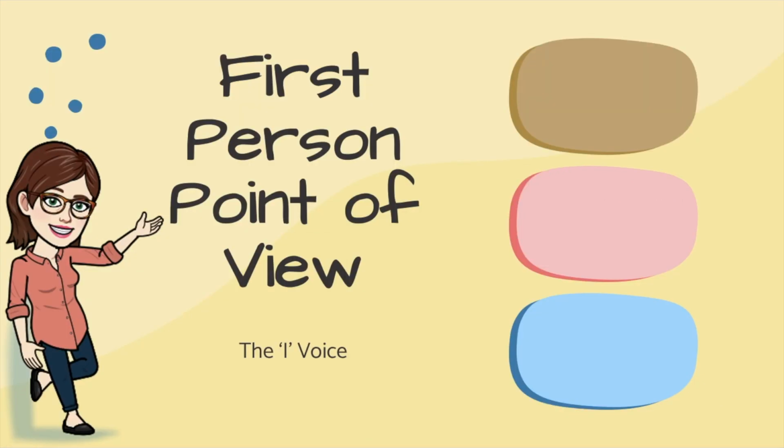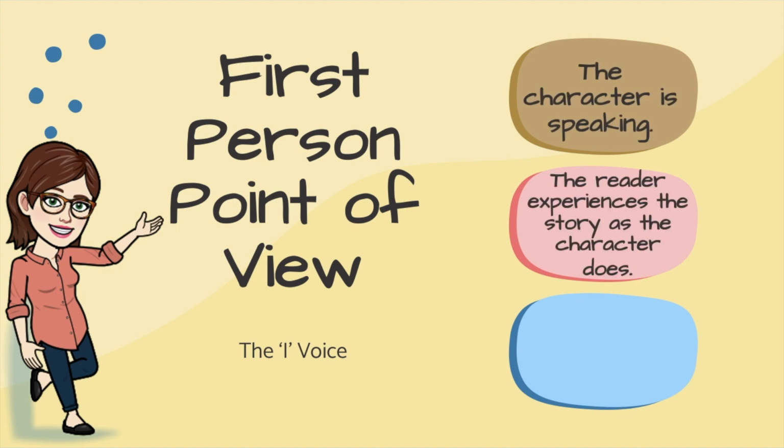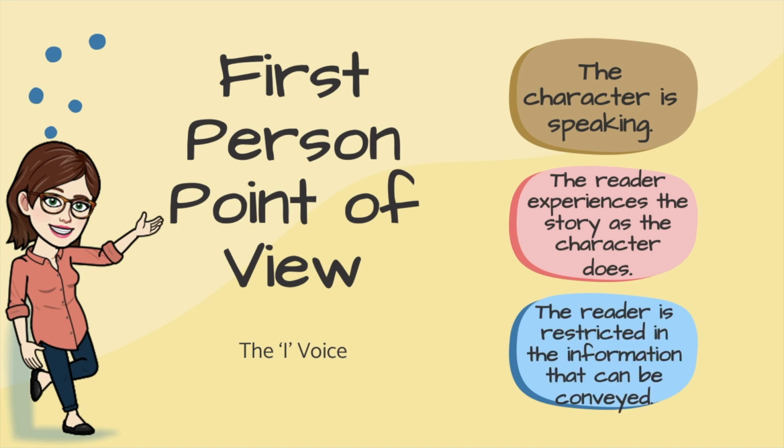First off, let's look at these in more detail. First-person point of view, the I voice, or me voice: my, mine, we, our, or ours. The character is speaking. The reader experiences the story as the character does. The reader is restricted in the information that can be conveyed because we're only knowing the thoughts of the one character, the one telling the story.